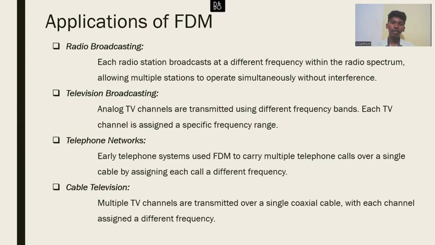And then cable television: multiple TV channels are transmitted over a single coaxial cable. So over here also we have the multiplexing operation, where all the channels are multiplexed into a single channel. They're just multiplexed and summed up together. And at the receiver, they again get demultiplexed and sent respectively to each cable television.